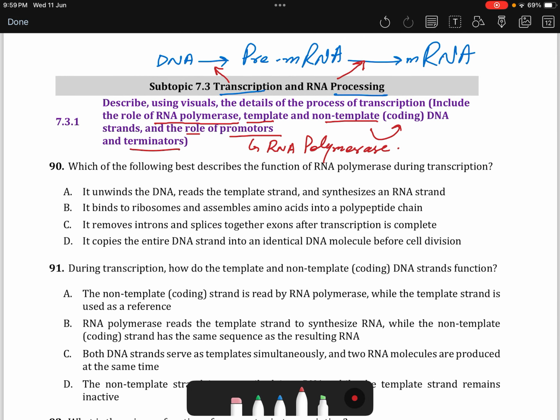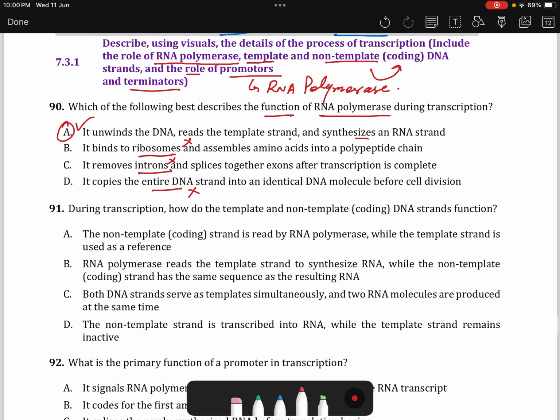Which of the following best describes the function of the RNA polymerase in the replication? So it unwinds the DNA, reads the template strand, and synthesizes the new RNA strand. Yes. It binds to the ribosomes? No. It removes the introns? No. It copies the entire DNA? No. It only copies the non-template or the coding strand? No. So it's the answer.